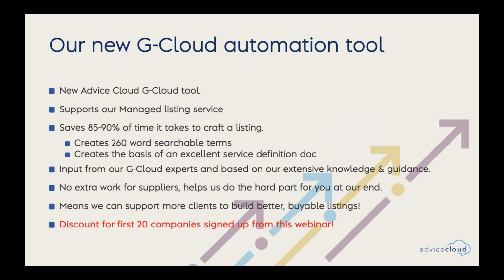We've been doing this since version 4 of G Cloud applications. This is the first time we've had an automation tool. So there's no extra work for suppliers. It literally helps us take away that hard part for you. It just means that we can support more clients to build better, viable listings and make your lives a lot easier. These tools are fantastic. They've been in test for months, and we're really excited to bring this. This is almost like our MVP of this. We've got lots and lots of big plans for this over the next few years.